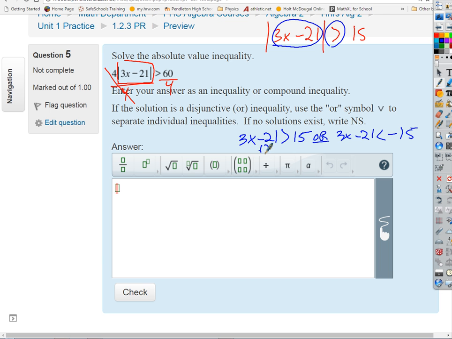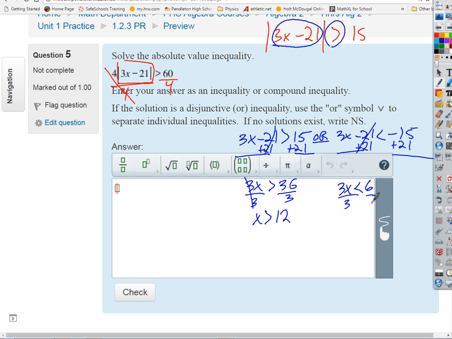So we'll add 21 to both sides and get 3x is greater than, what, 36? Divide each side by 3, and we get x is greater than 12. Or on the other side, the other inequality, if we add 21 to both sides, we get 3x is less than 6. Dividing by 3, x is less than 2.